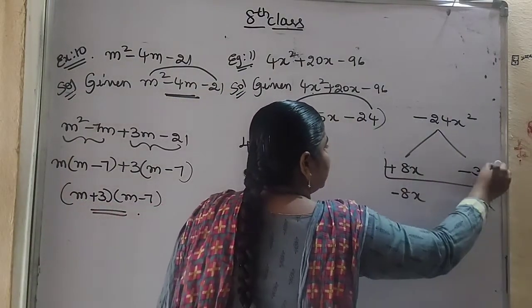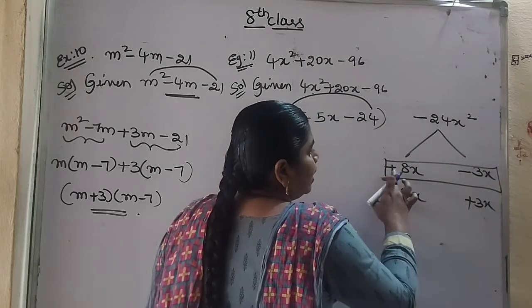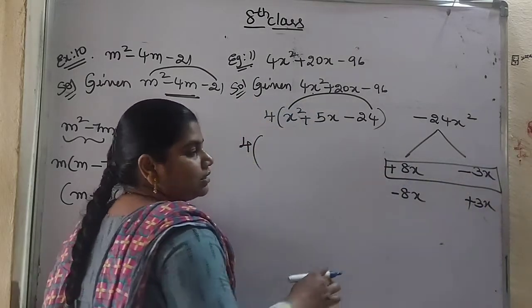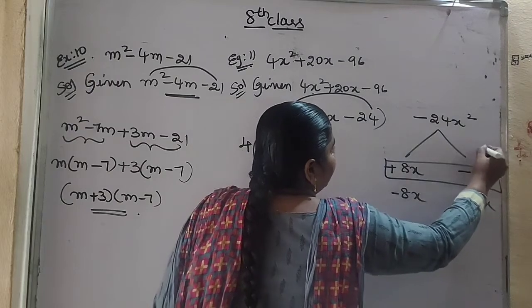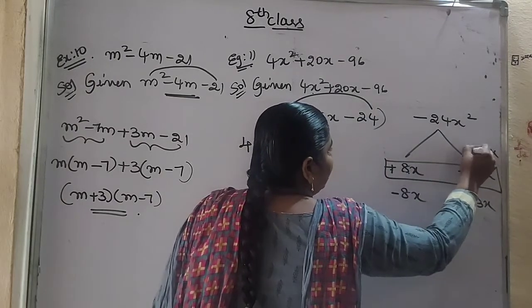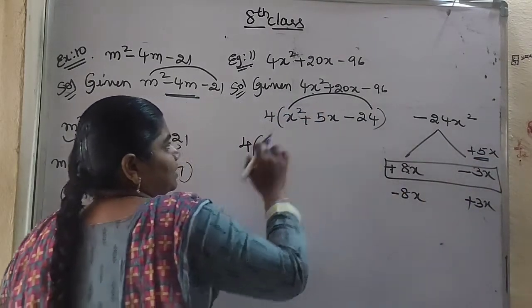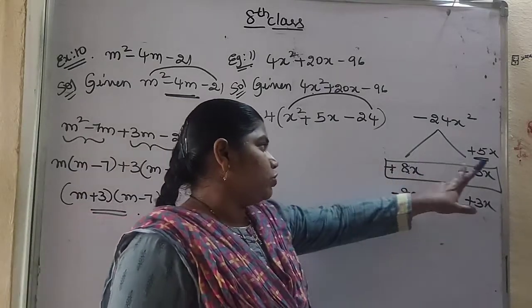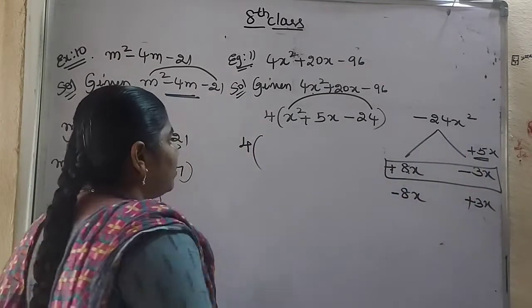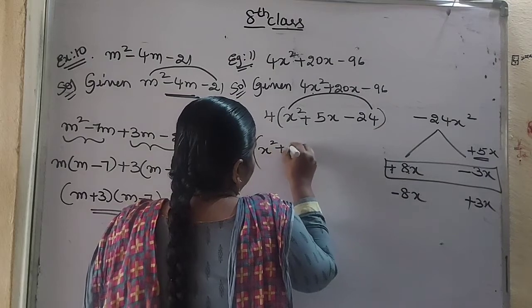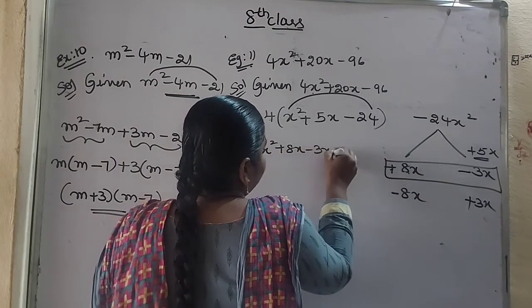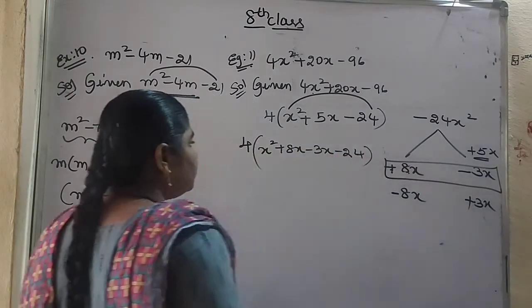If you subtract these two, how much will you get? Plus into minus will be minus, 8x minus 3x will be 5x, and the bigger number's sign is plus. So in place of plus 5x, we can substitute these two values. I am writing it as x square plus 8x minus 3x minus 24.